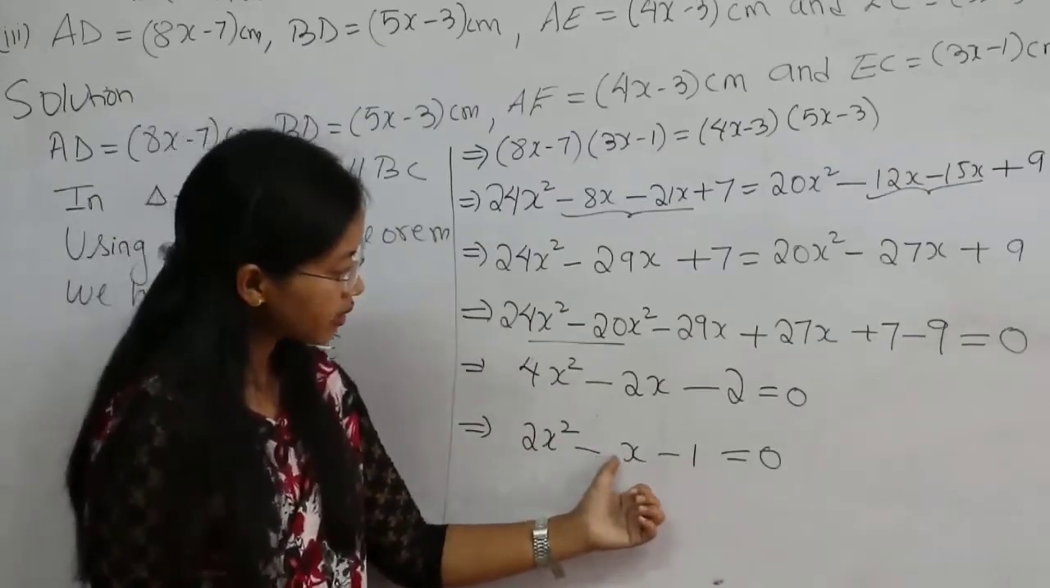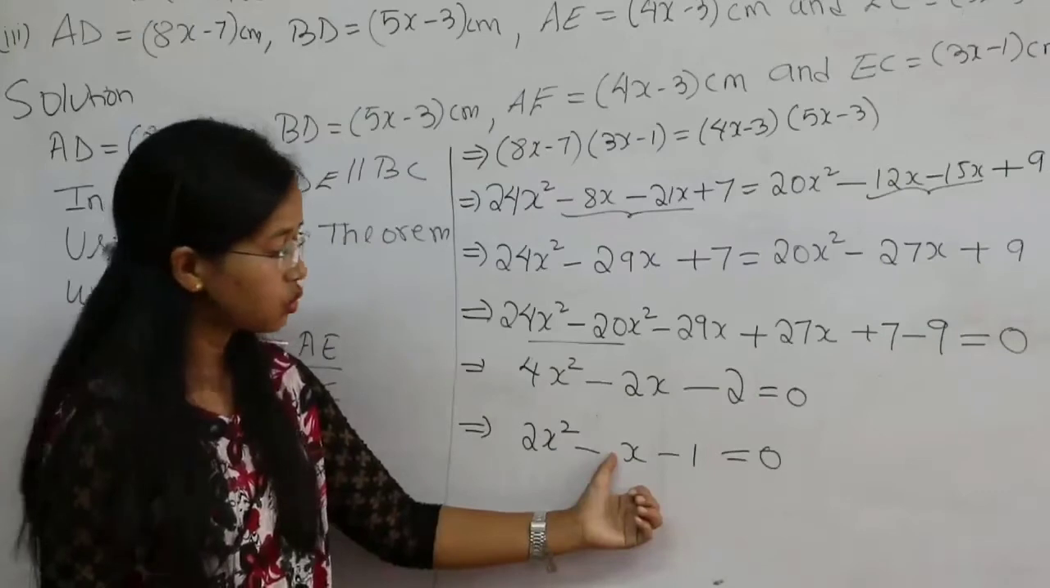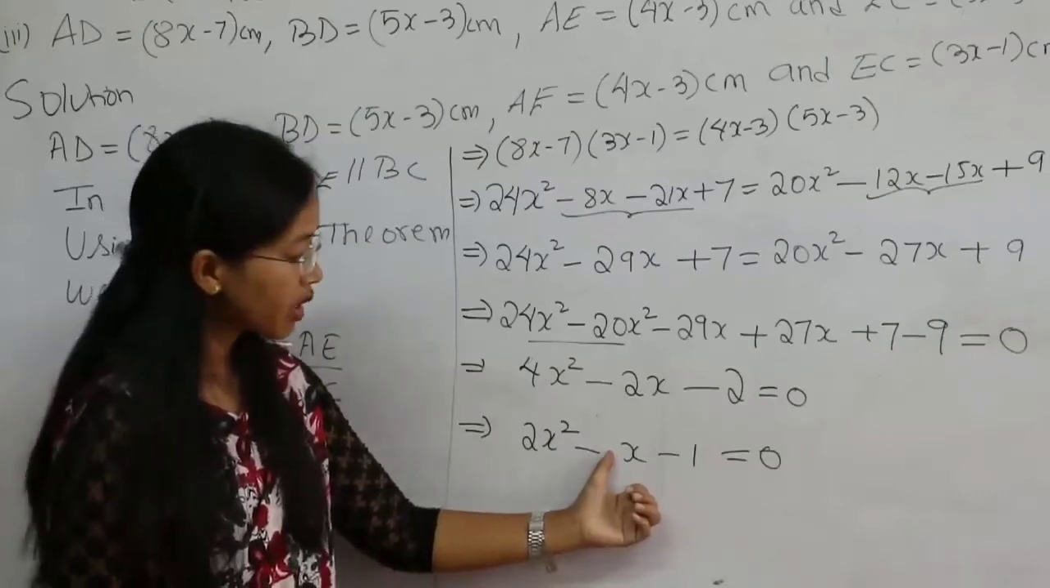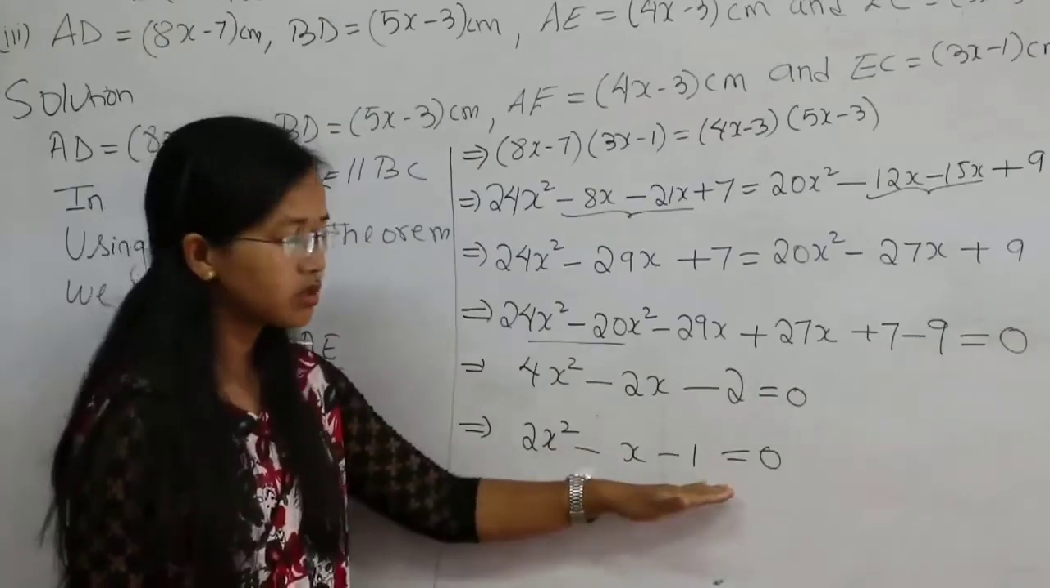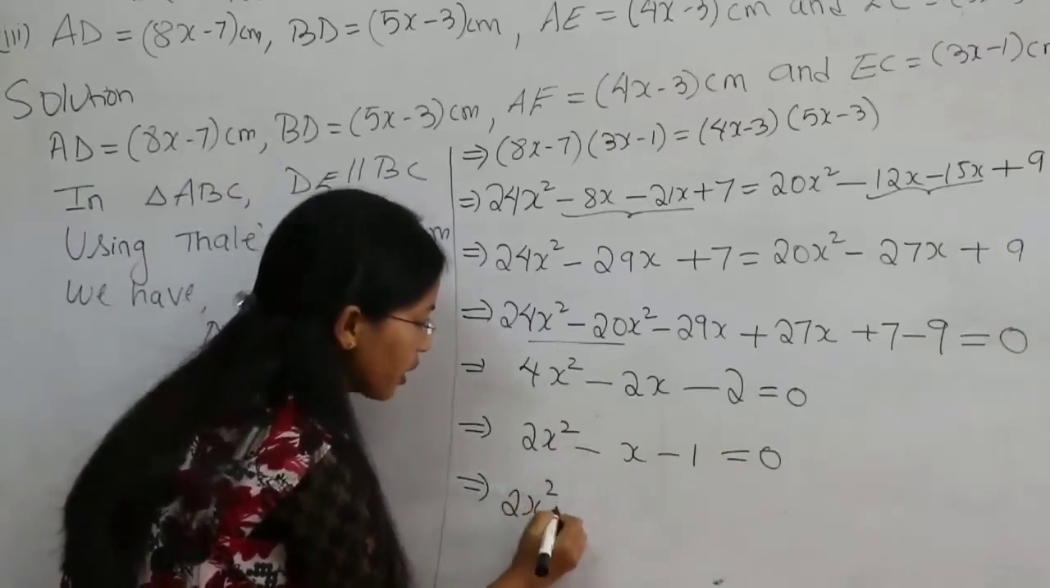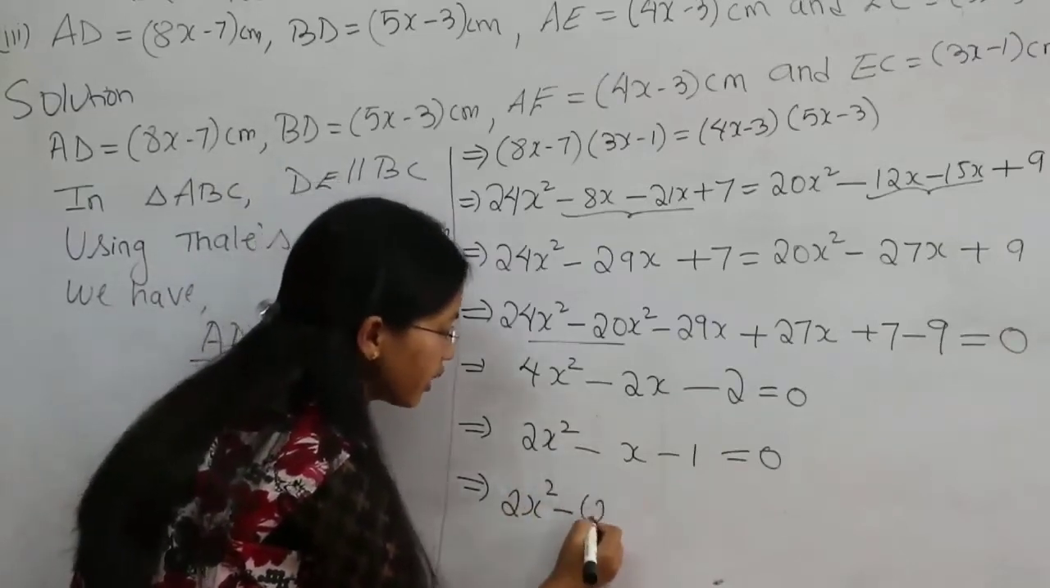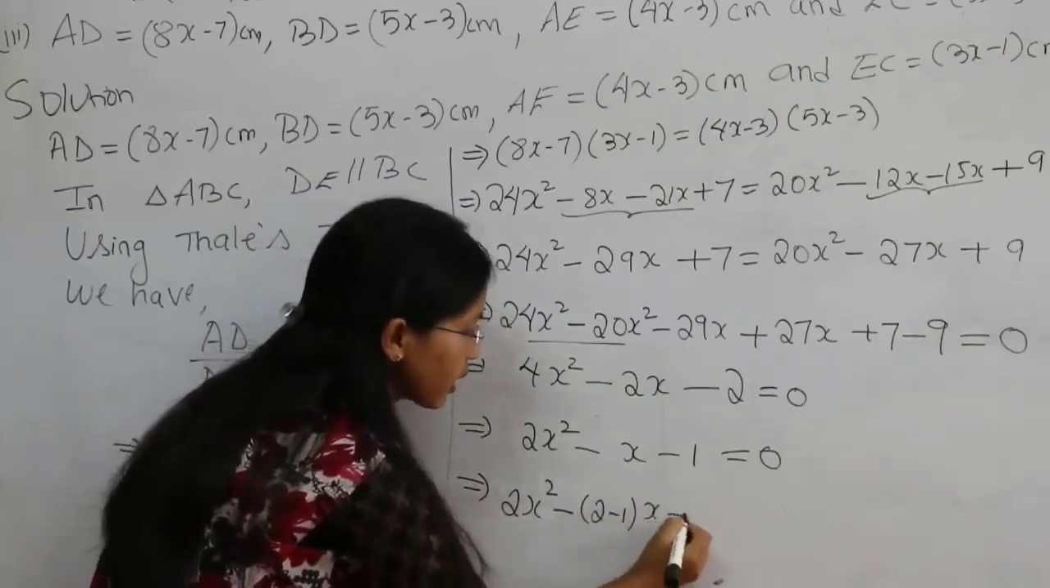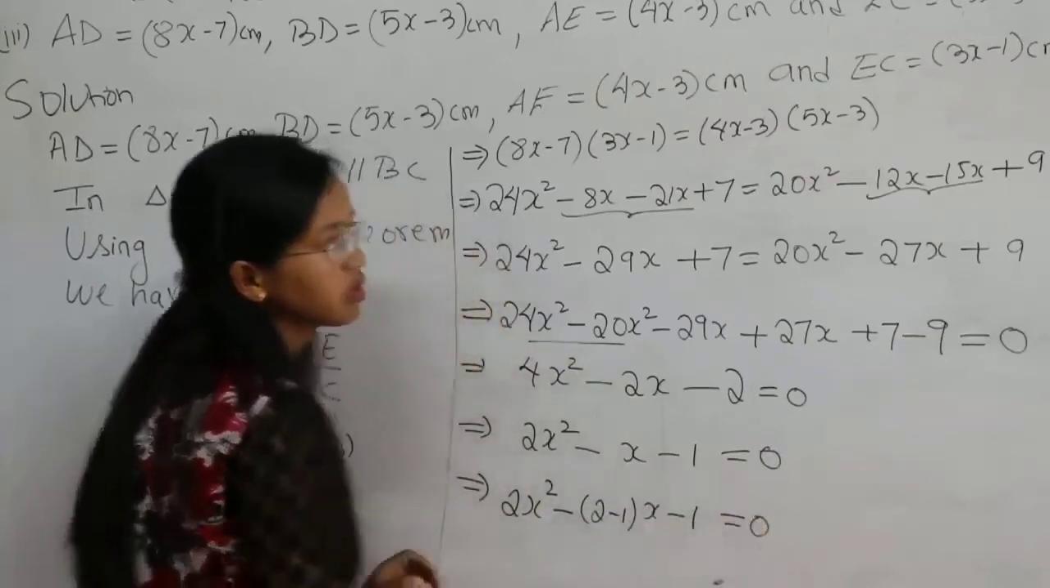So we can get 1 as 2 minus 1. Right? 2 minus 1 will get 1. 2 into 1 is 2. So this can be written as 2x squared minus, in place of 1 you can write 2 minus 1 into x minus 1 equal to 0.